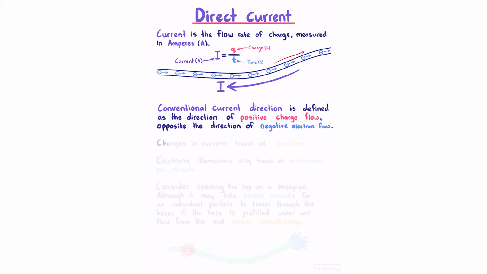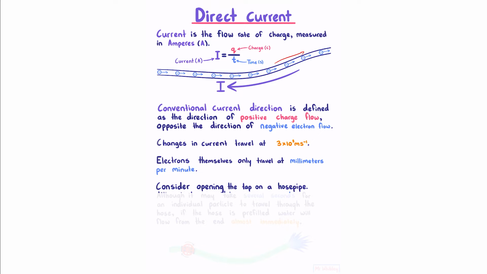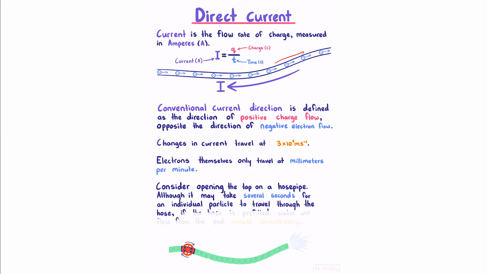And now, although changes in current travel at 3 × 10⁸ meters per second, which is the speed of light, electrons themselves only travel at millimeters per minute. To explain this, consider opening the tap on a hose pipe. Although it may take several seconds for an individual particle to travel through the hose, if the hose is pre-filled, water will flow from the end almost immediately.